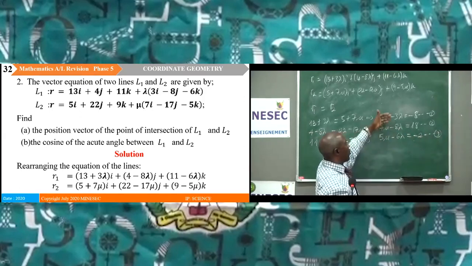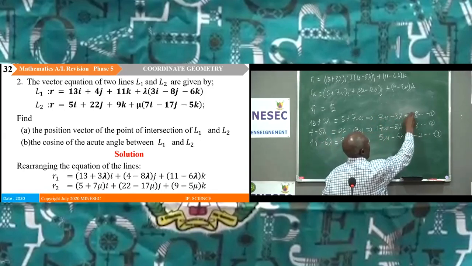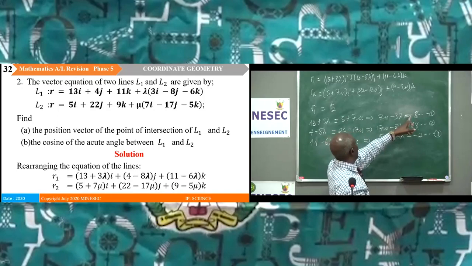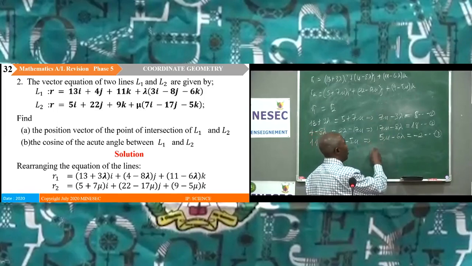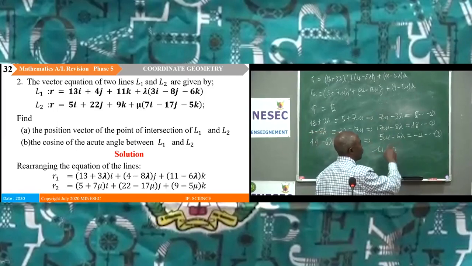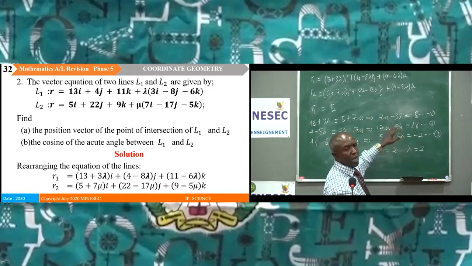Now, if you take any two of these equations and solve, we'll obtain the values of lambda and mu. Solving them, we'll have mu equal to 2 and lambda also equal to 2. You can use any of the equations to solve to obtain the values of lambda and mu.